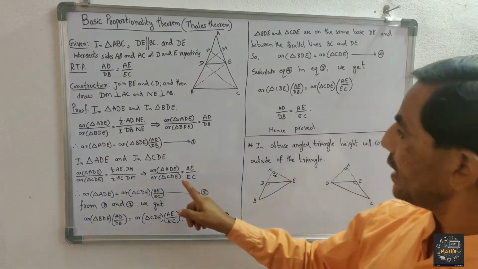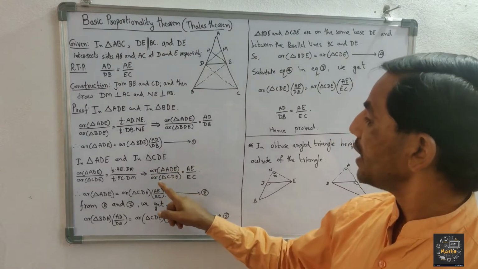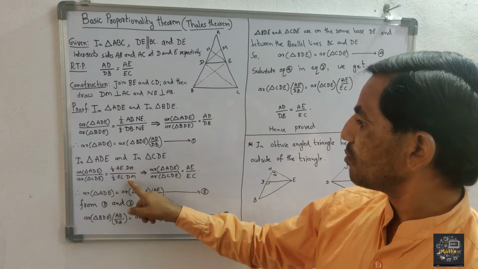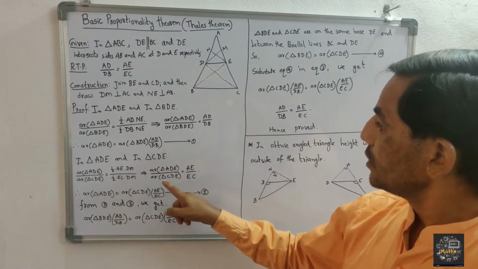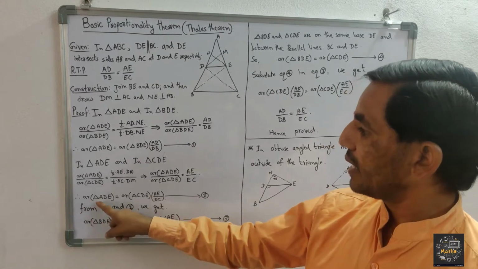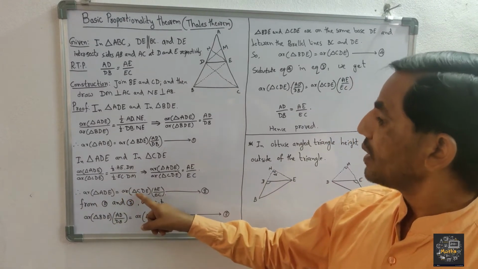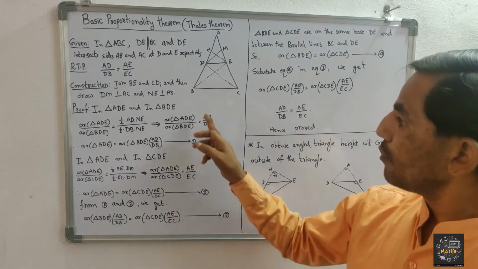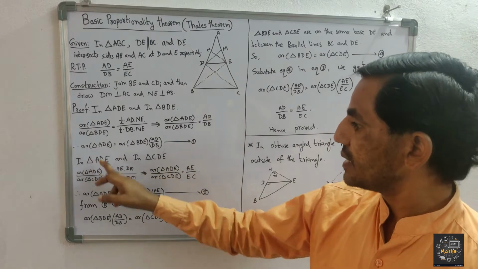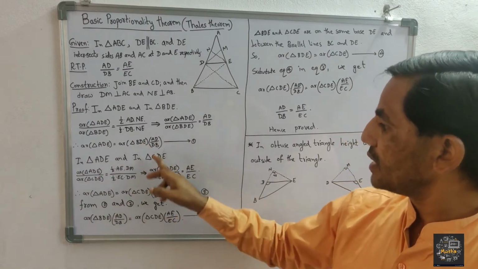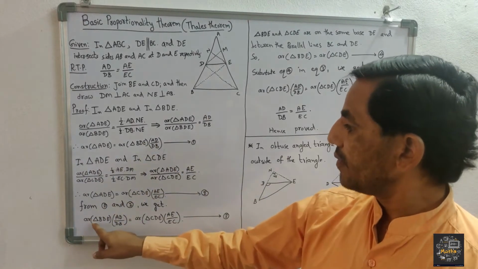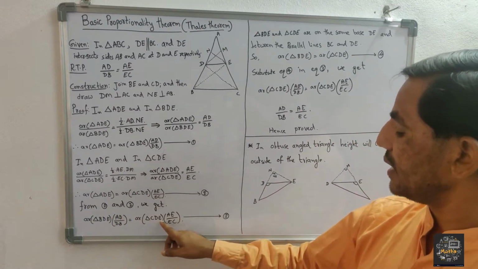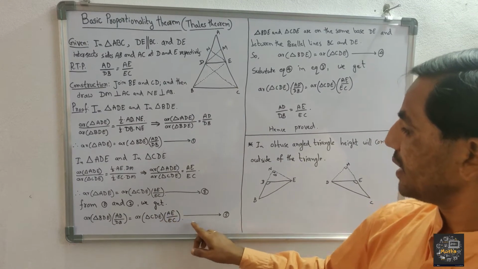Okay. So area of triangle ADE by area of triangle CDE is equal to, here half cancels, DM cancels, remaining AE by EC. So by cross multiplication, area of triangle ADE is equal to area of triangle CDE into AE by EC. I take this as equation number 2. From 1 and 2 we get, here LHS are equal, so I take the RHS values as equal. Area of triangle BDE into AD by DB is equal to area of triangle CDE into AE by EC. I take this as equation number 3.